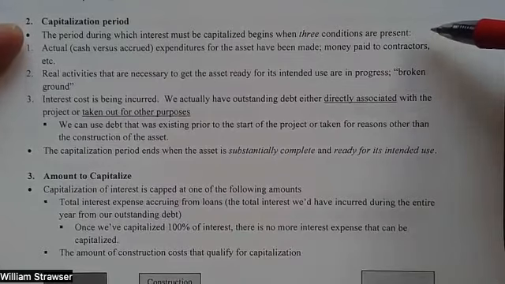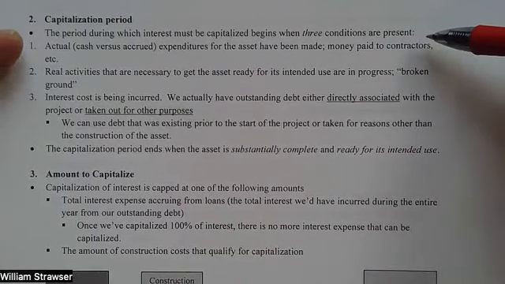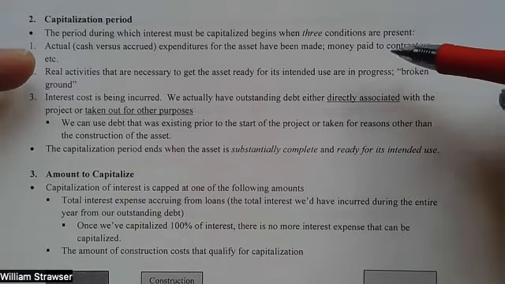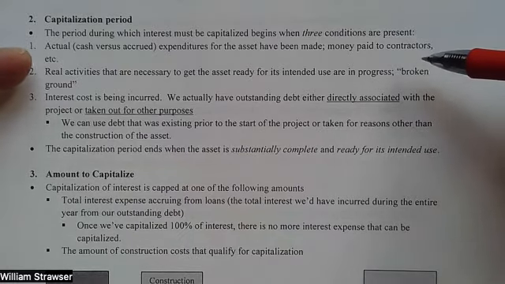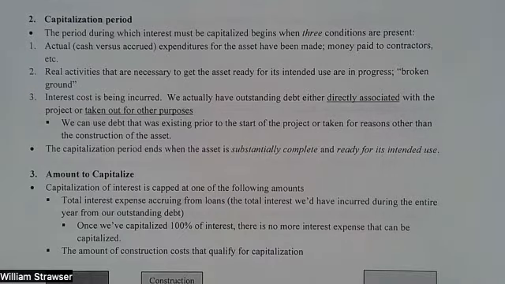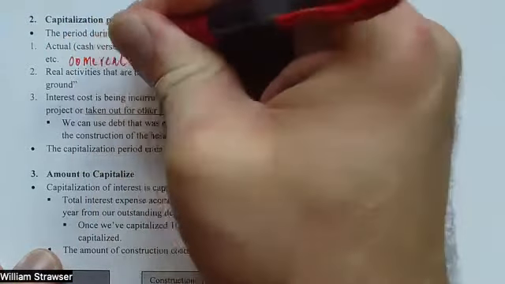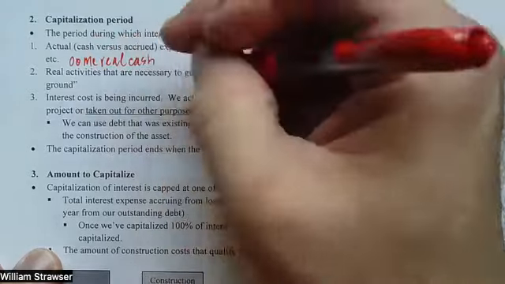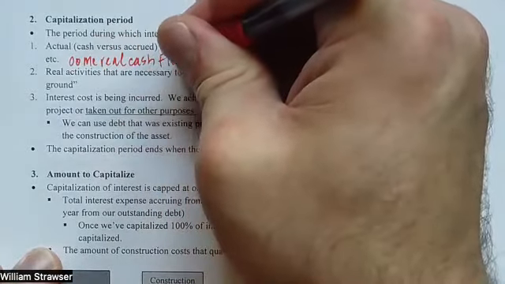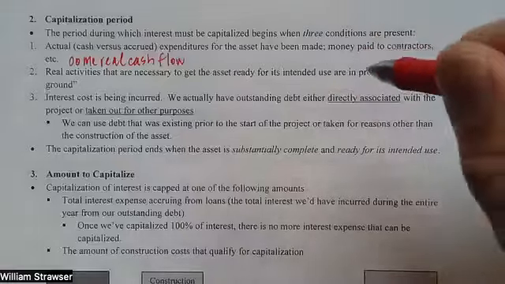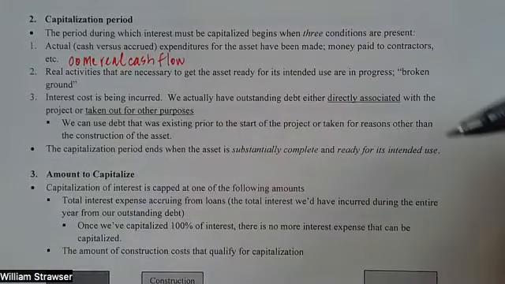Capitalization period. So the period that we can actually begin to capitalize interest, actual cash expenditures have to be made, money paid to contractors, to employees, for materials, vendors bringing materials through. So we have to have some real cash flow, not just accruals. We can't just be like, oh, people work for us, we debit wage expense and credit wages payable. It has to be some real cash flow that is being spent. Real activities are necessary or are necessarily undertaken.